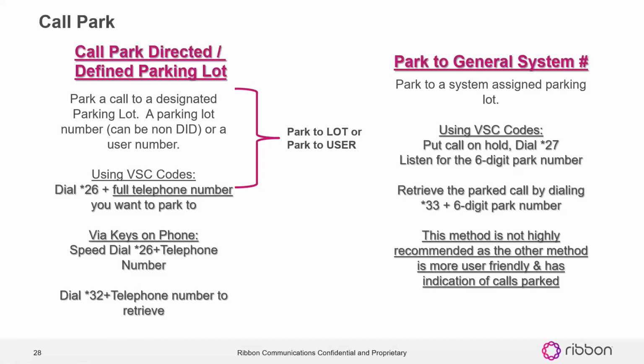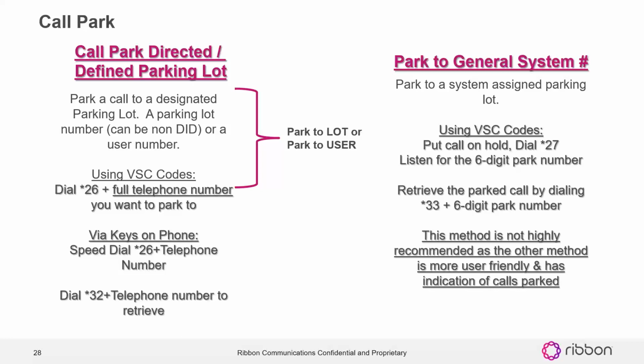Okay, so now we'll go through call park, and there are actually kind of three types of call parks available in the system. One is a directed call park, where you're either directing a call to a particular user and parking it to that user, or parking it in a general parking lot that's been defined within the system. The other is a park to a system number, where you can create a park by using one of the VSC codes or star codes, and the system will assign a parking lot to you with a 6-digit parking lot number.